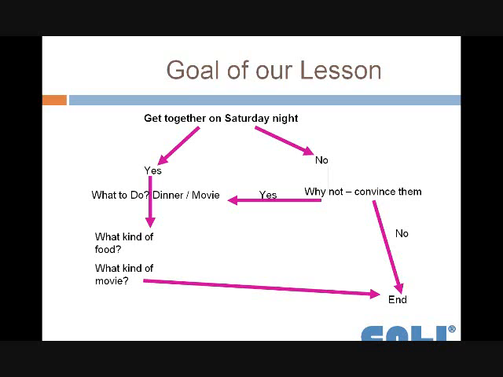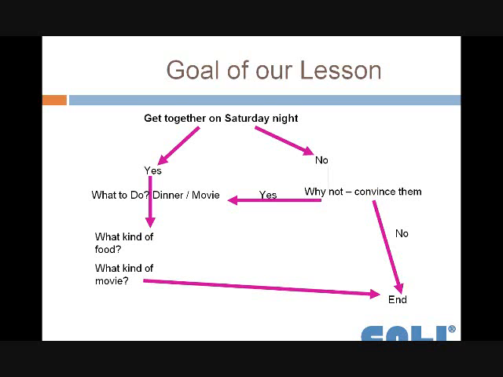If I'm unable to convince them to do anything with me Saturday night, of course, the lesson is going to end. If I am able to convince them to do something, then they're going to branch over here to a what do you want to do, dinner, movie sort of option. And once you've decided you want to go to dinner or a movie, the next questions are what movie and what food. So this is the simple flow chart that we're going to use in writing our lesson here.